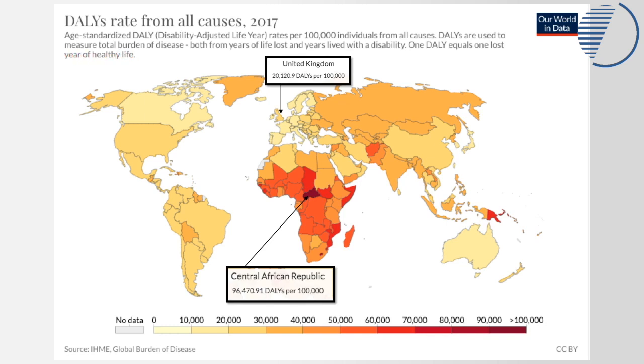So we can see in North America and South America lower rates, under 40,000 per 100,000. What's standing out on this map is Sub-Saharan Africa, the Horn of Africa, South Africa and West Africa. We can see here much darker red values on this choropleth map, so up to 100,000, which would be one life year lost per person. The darkest area of this map is the Central African Republic, with a value of just over 96,000 DALYs per 100,000, whereas in the UK it's much, much lower.